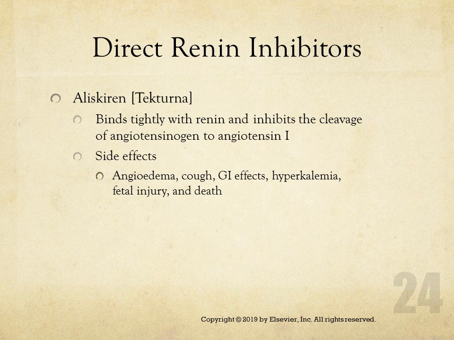Then you have your direct renin inhibitors. Tekturna is the trade name, and it binds tightly with renin and inhibits the cleavage of angiotensinogen to angiotensin 1. So this one works even farther back. So you have this one that prevents conversion to an angiotensin 1, your ACE inhibitor from 1 to 2, and then the ARB blocking the 2. Side effects, again, you would have the angioedema, the cough, the GI effects, hyperkalemia, the fetal injury, and death.